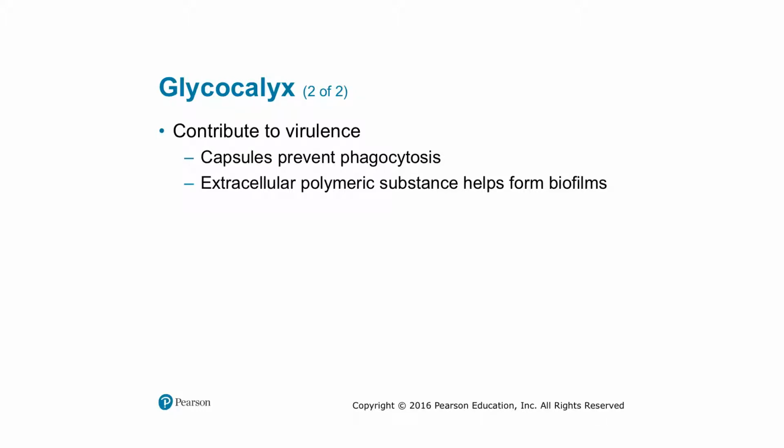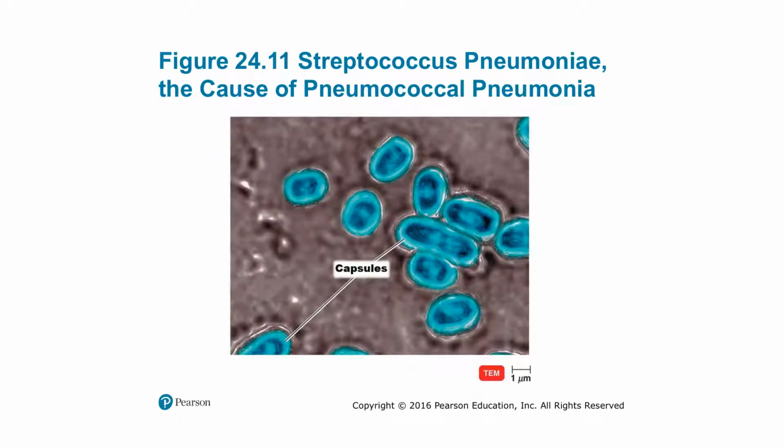The glycocalyx contributes to the virulence of a pathogen. The capsules prevent phagocytosis, and extracellular polymeric substances can help form biofilms. Here you can see the capsules of Streptococcus pneumoniae. This is the cause of pneumococcal pneumonia, which is a very rough pneumonia from what I understand. You can see the capsules on these, how they glow around the bacteria, and this helps it to form biofilms as well.